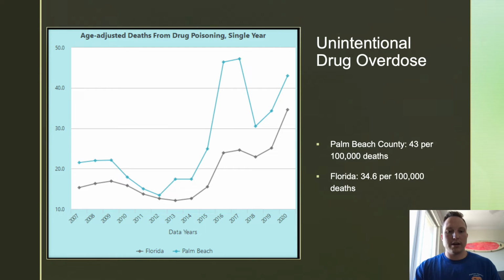And then here's a little chart showing unintentional drug overdose. This is for Palm Beach County, that's the blue line right there, compared to Florida as a state. You can see that it says 43 per 100,000 deaths for Palm Beach County, and Florida is 34.6 per 100,000 deaths as a whole. So you can see that Palm Beach County is way above Florida as a whole, and this is something we need to address.